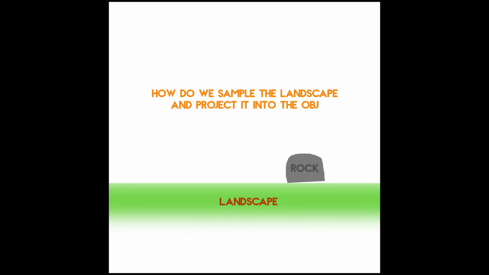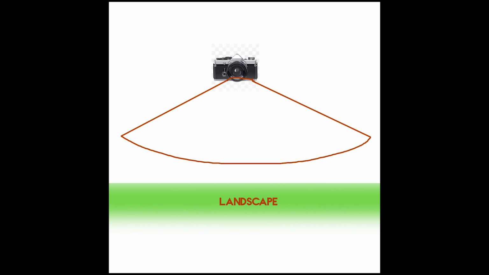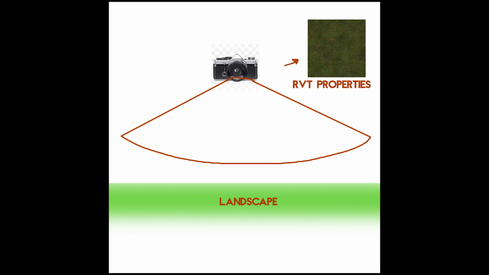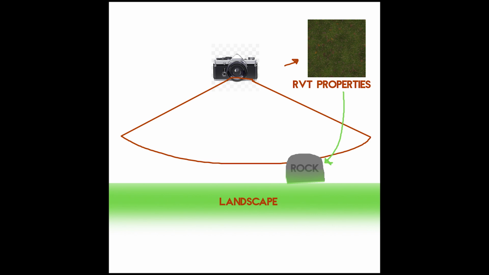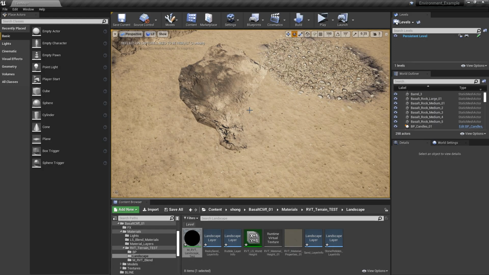So you might be asking, how do we sample the landscape and project it onto the object? We use something called a virtual texture volume that we place over the top of our landscape, and this is going to take a snapshot of our landscape, all the material properties, and convert it into an RVT texture. Like I said, it's going to capture base color, roughness, normal map, spec, and then we can project it back onto our object, onto our rock, to help that transition here. So you can see here that I have an in-game.